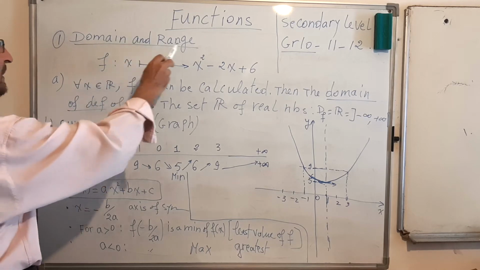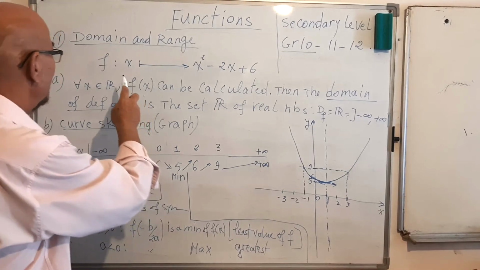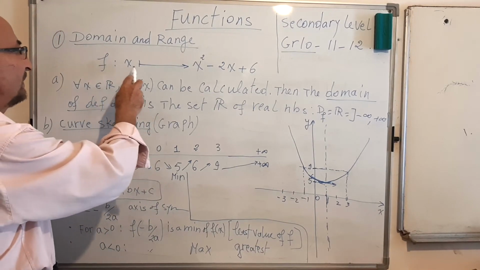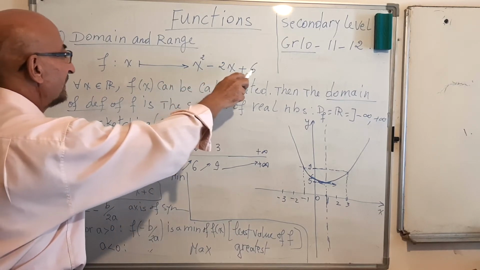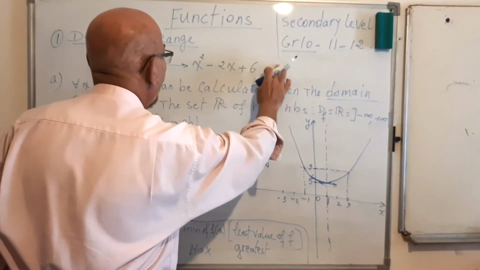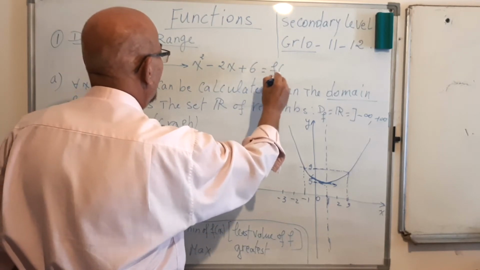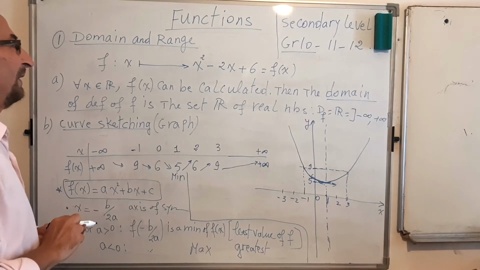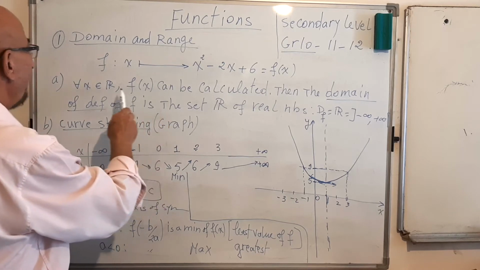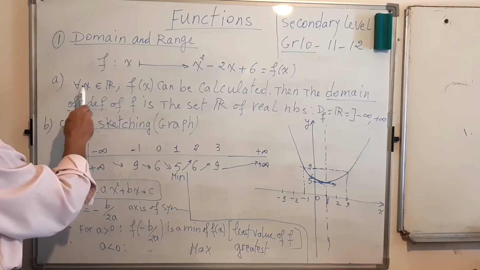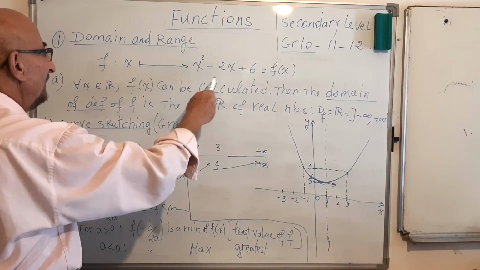We have domain and range of a function. Consider the function f(x) equals x² minus 2x plus 6, denoted f of x. For every x belonging to R, f of x can be calculated.